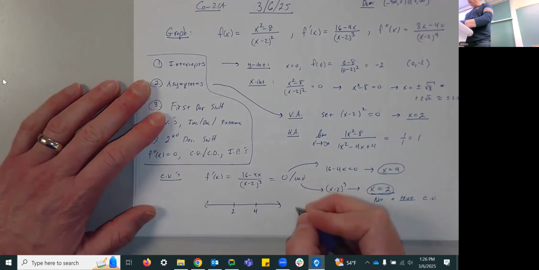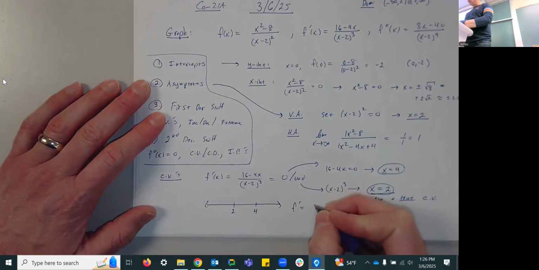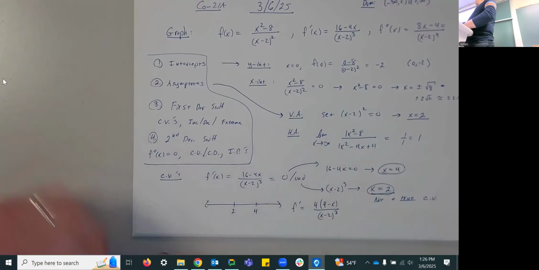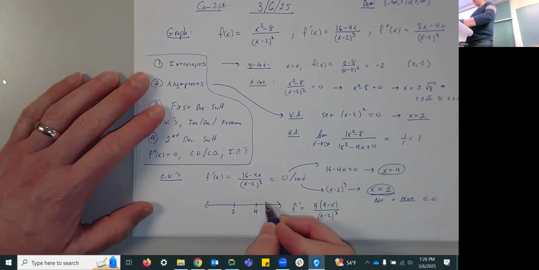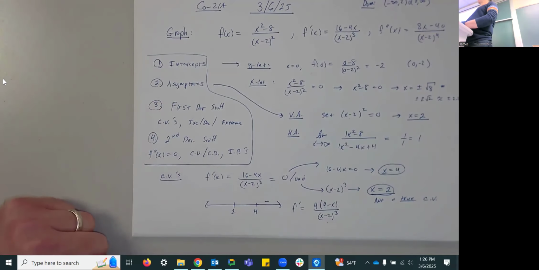So my first derivative here, written in the best way possible, is 4 times 4 minus x all over x minus 2 cubed. So now, if I pick a number larger than 4, like 5, the top is negative, the bottom is positive, the whole thing is negative. I should say the whole derivative is negative, whether you pick 5 or 50 or 5 million.